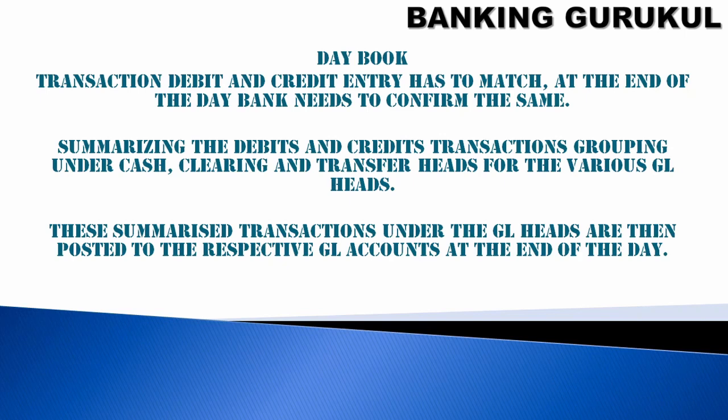So we have debits and credits in banking. Everybody knows it is a double entry system. So every debit will have one credit, and every credit will have one debit. Transaction debit and credit entries have to match. At the end of the day, the bank needs to confirm the same.